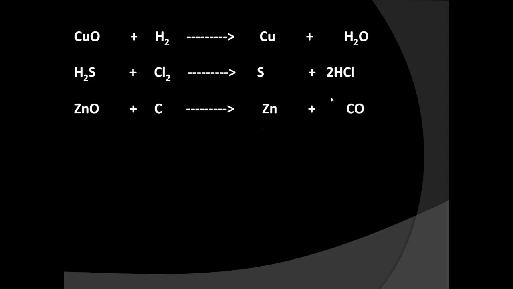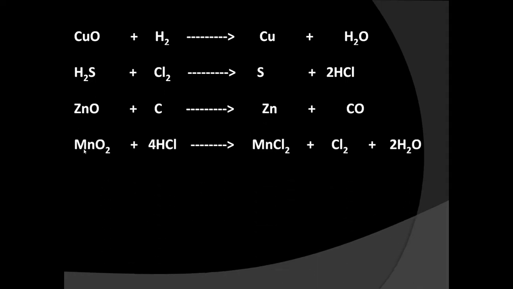Let us take one more example. Zinc oxide plus carbon. So here zinc is associated with oxygen, but in the product zinc has lost the oxygen, so it has got reduced, whereas carbon has gained the oxygen, so it has got oxidized. Carbon is oxidized to carbon monoxide. Zinc oxide is reduced to zinc.